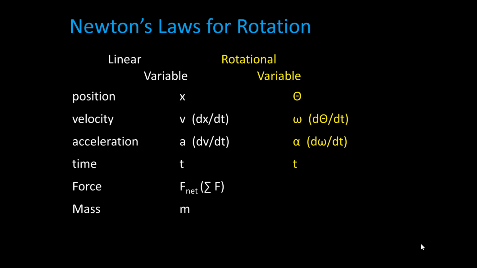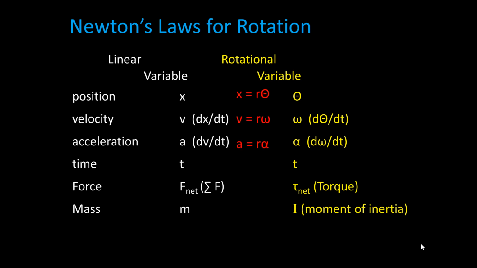In the rotational world, we still use the value T. The rotational analogy for force is torque. And the rotational analogy for mass is the moment of inertia, or the difficulty in getting something to rotate. Let's take a look at our calculations between the two. Our position, velocity, and acceleration values are really just the rotational value times the radius.